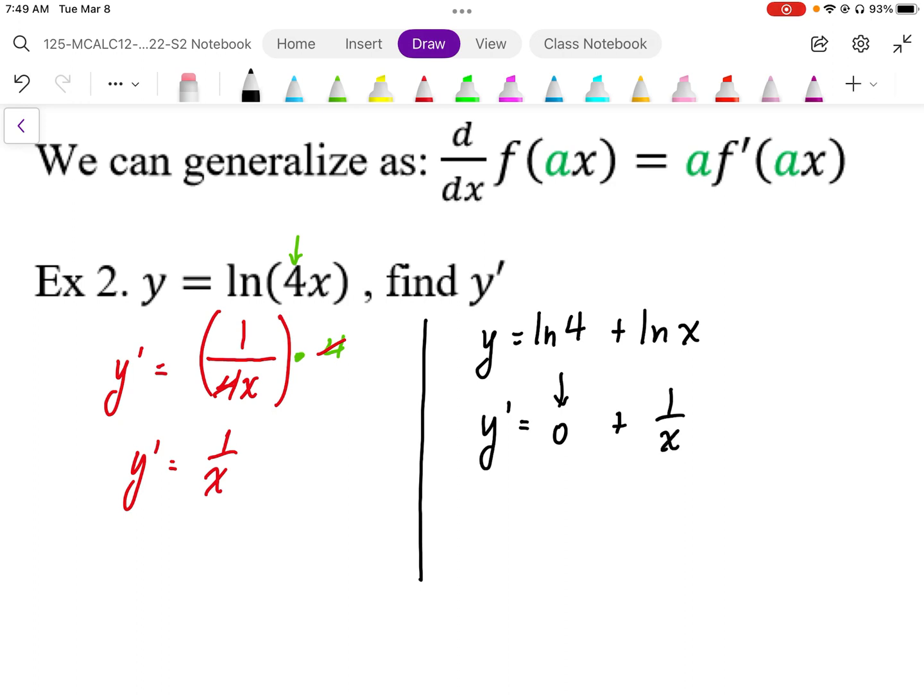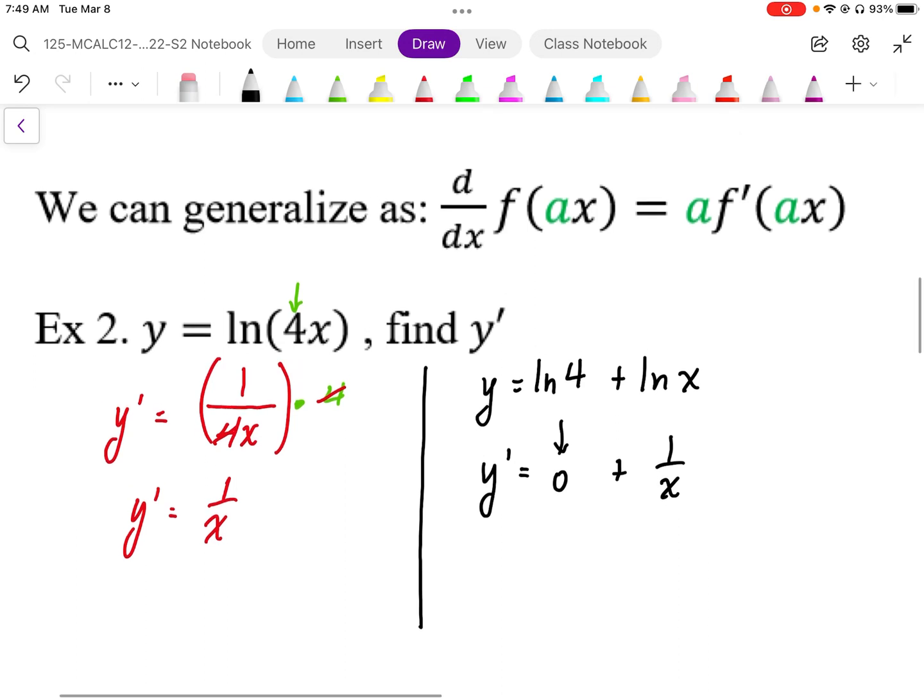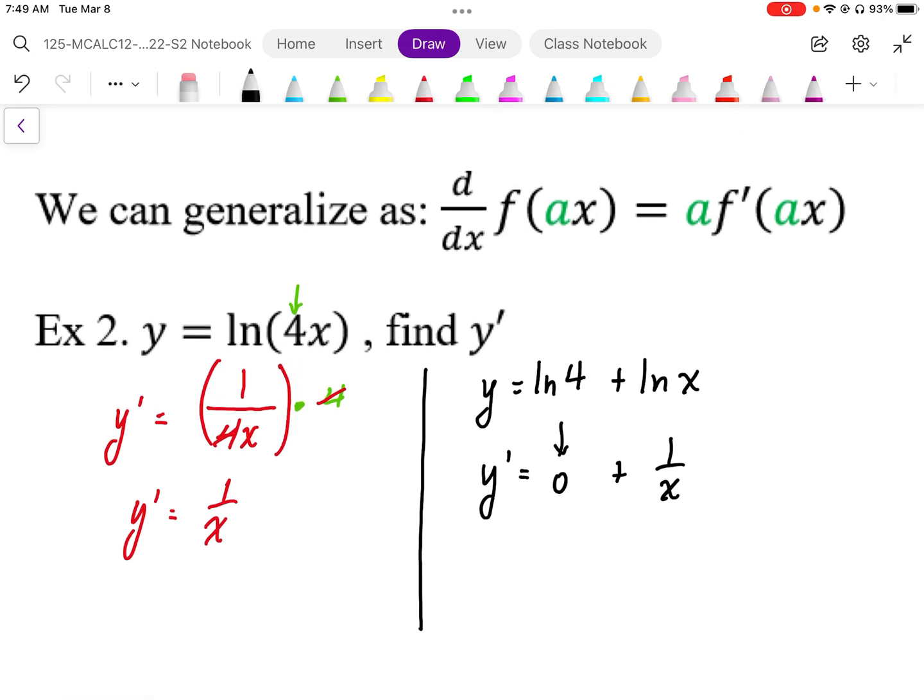Now this only happens for logs. This is a unique property of logs, where we can separate out that constant term as a plus term, which then differentiates to 0. But again, in general, if we have a horizontal compression, we have to account for it by multiplying by that horizontal compression factor.